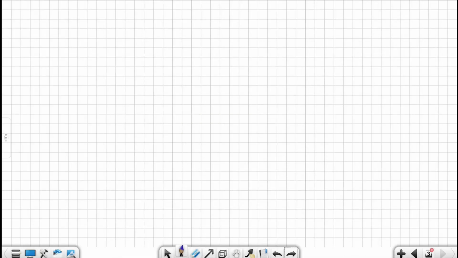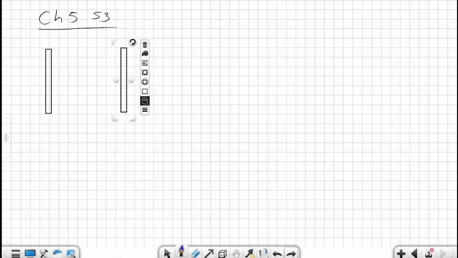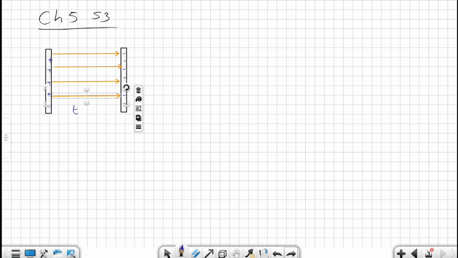Chapter 5, Section 3 is about magnetic force. First, let's remember some points from grade 11. Let's have an electric field, one side as positive, one side as negative, and you'll have an electric field from the positive side to the negative side. Let us have a positive charge that is at rest, so velocity is equal to 0. And you will insert this positive charge into an electric field, and let's see what happens.